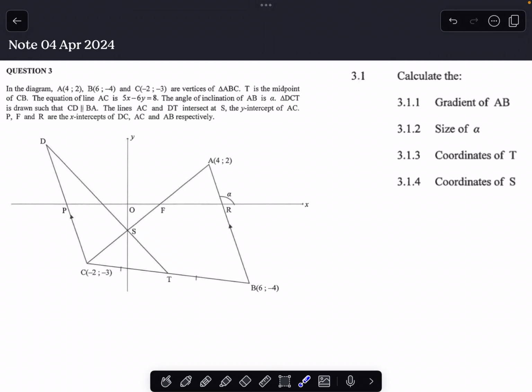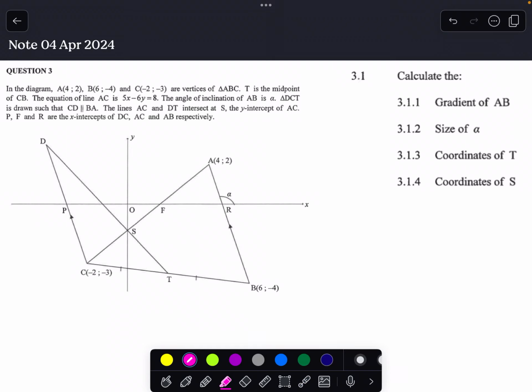P, F and R are the x-intercepts of DC, AC, and AB respectively. Okay, we have got the picture. I think all the information bar this, I'll just highlight that, but everything else is pretty much on the diagram.